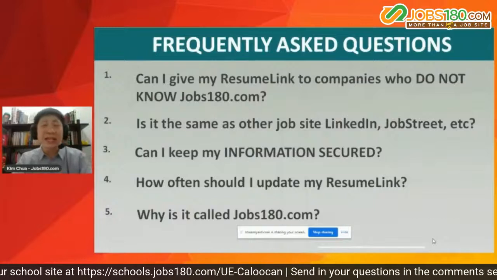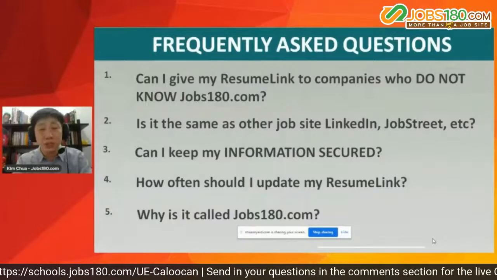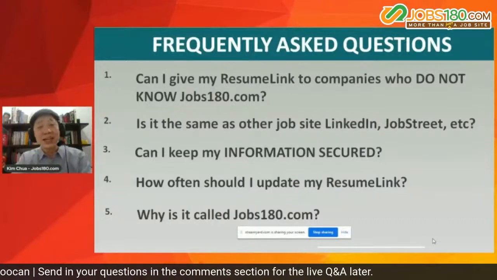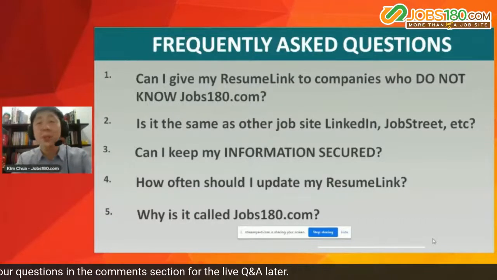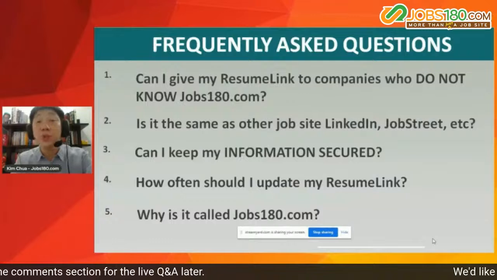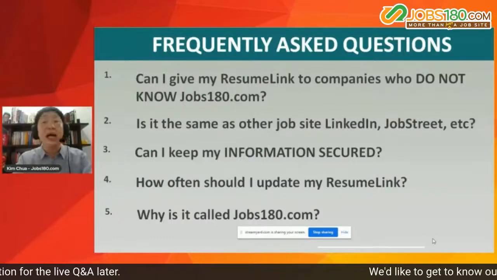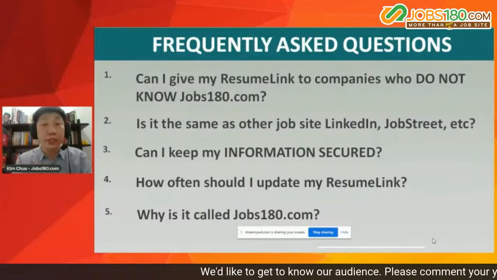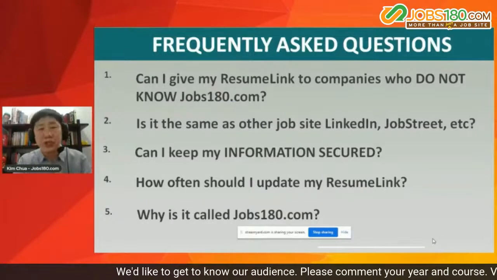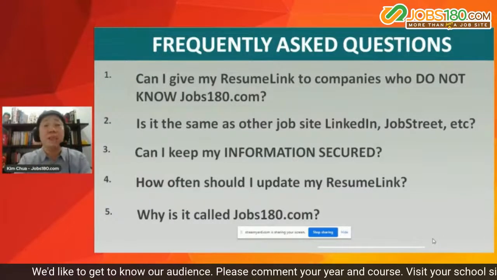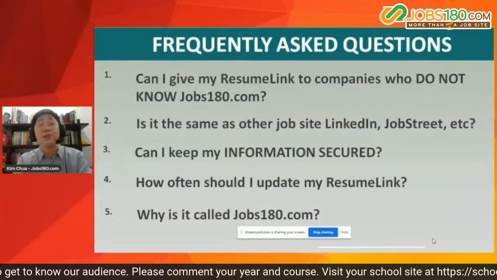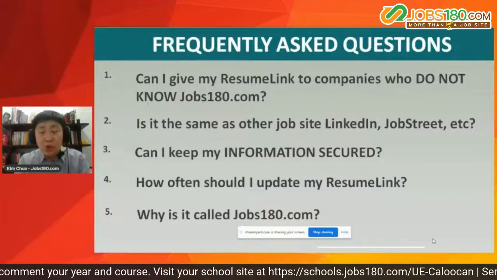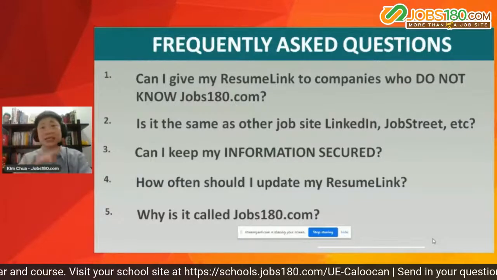Okay? Sa mga nagtatanong naman ng mga frequently asked questions, sasagutin ko na. Ito kasi yung mga common questions na kadalasan tinatanong sa akin. Ang tanong, can I give my resume link to companies who do not know about jobs180.com? The answer is absolutely yes. It depends kung sino ang bibigyan mo. Ikaw may ultimate control niyan. Okay? Pangalawang question, is this the same as other job platform like LinkedIn, JobStreet, iba pang mga job site? The answer is no. Meron tong dalawang major difference.